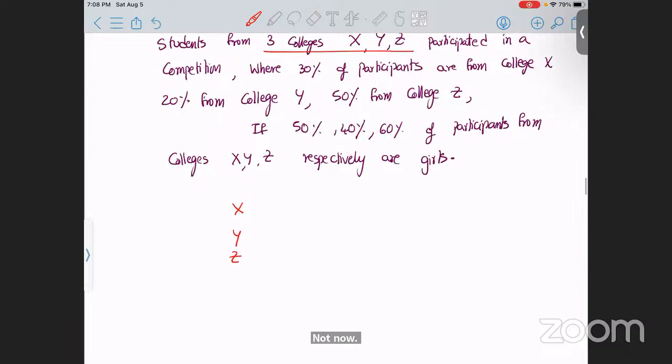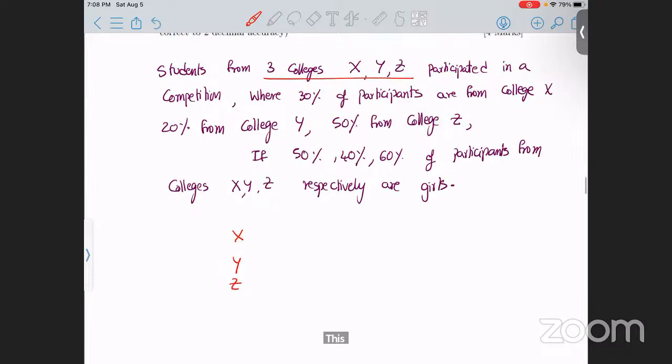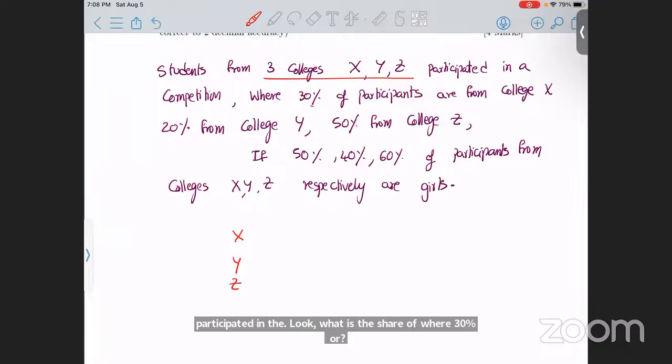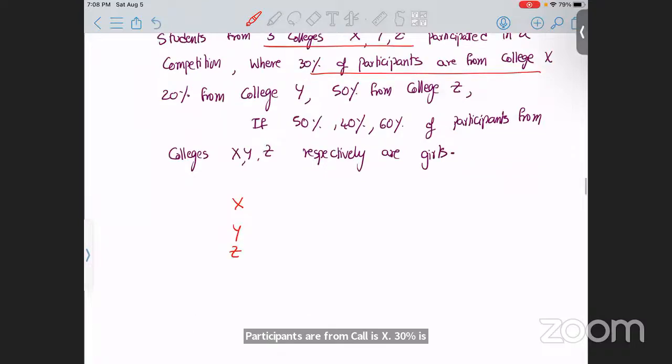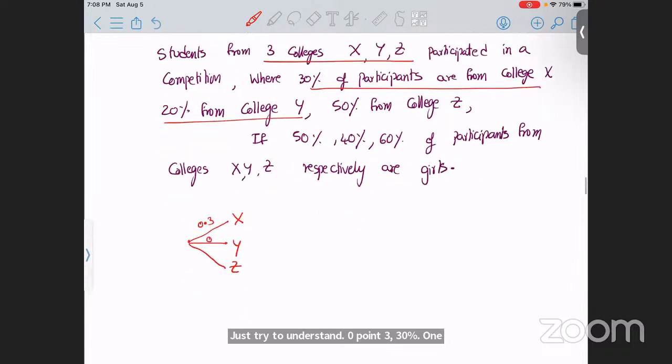If you look, there are 3 colleges, X, Y, and Z, that participated in a competition. What is the share? 30% of participants are from college X. So now I'm drawing a tree. Just try to understand. 30% is 0.3 from X, 20% are from college Y, 0.2, and 50% are from Z, 0.5.